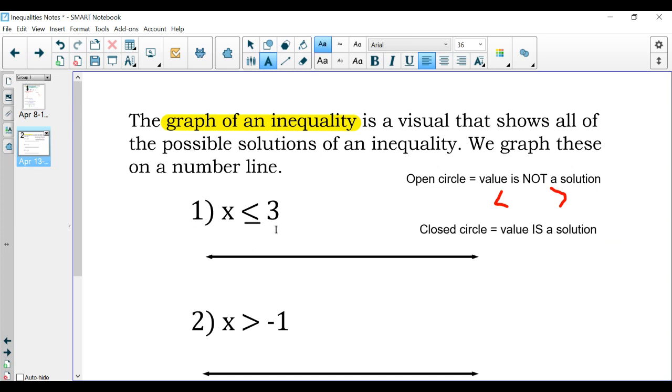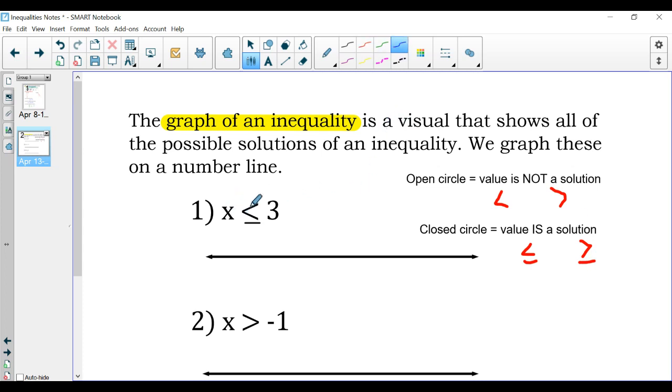So if we look at number 1, x is less than or equal to 3. Is 3 going to make that a true statement? If x was 3, is that less than or equal to 3? Yes. So we would use a closed circle when we graph this. Okay, so our symbols that have the equal to underneath are when we use our closed circle. Okay, so let's take a look at what that actually means.